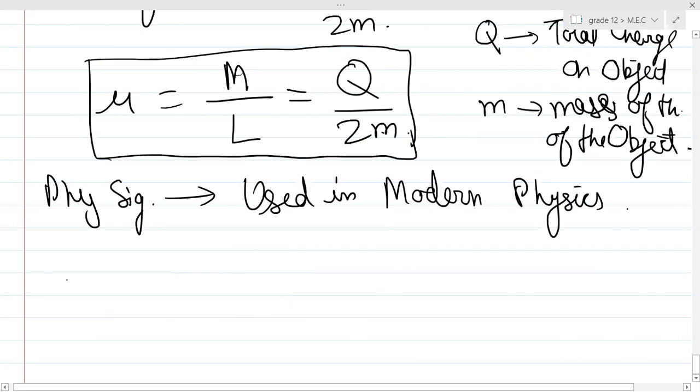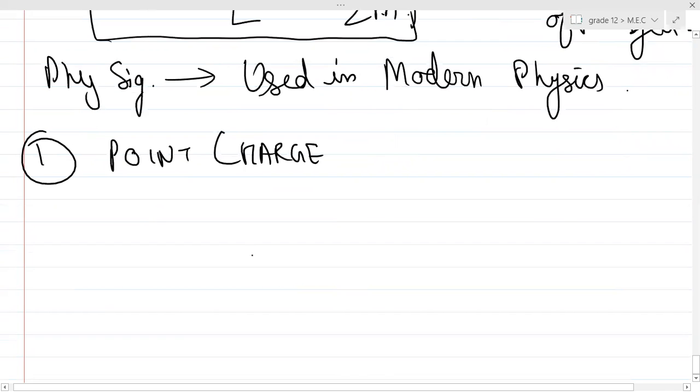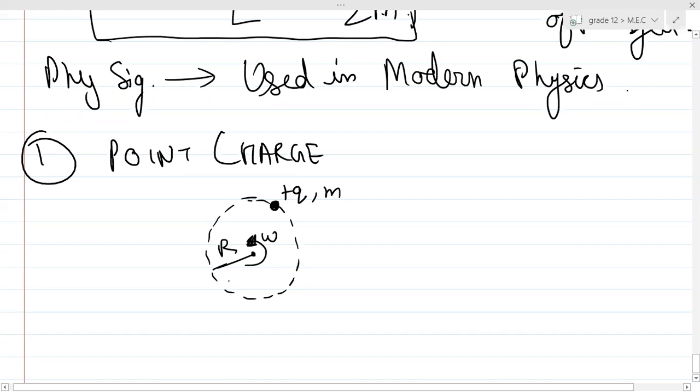So the question is, suppose there is a point charge plus q, mass is m, and it is rotating in circular motion with the angular velocity omega and radius is r. Yes or no? Yes, sir.